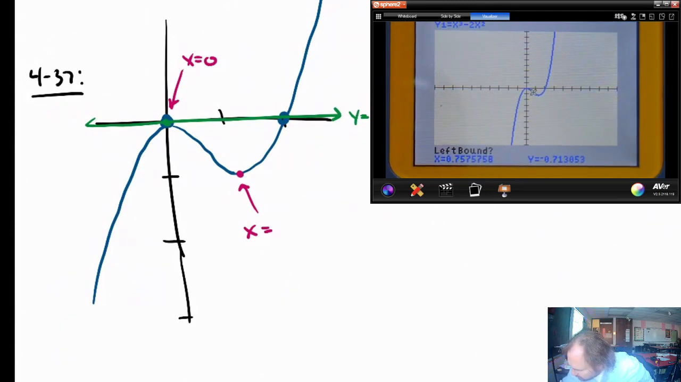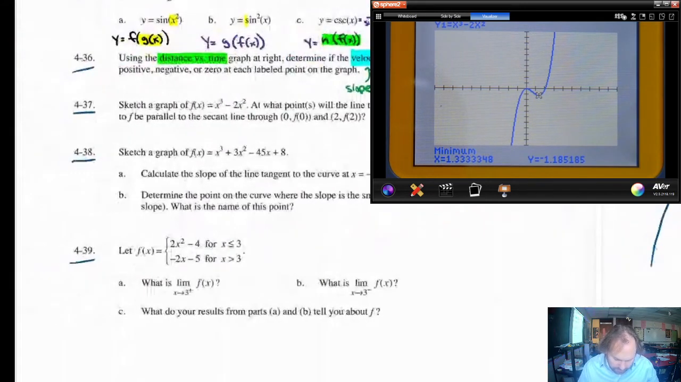Really quick, I'm just going to get a quick minimum between these two points. It's about 1.333, so x equals 4/3, looks like. Is that right? 4 over 3? Yeah, that's correct. Those are the two x values where that happens. Those are the maximums and minimums. And that's it. We answer the question.